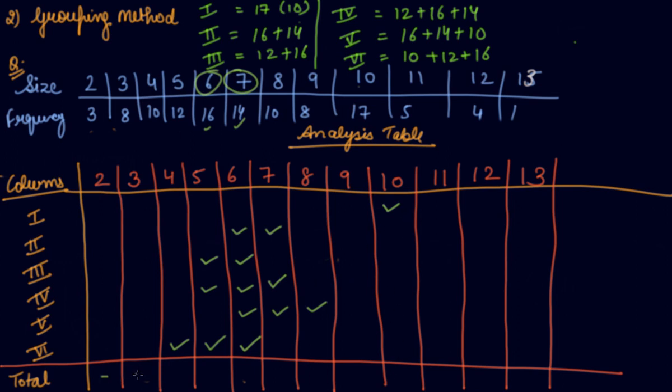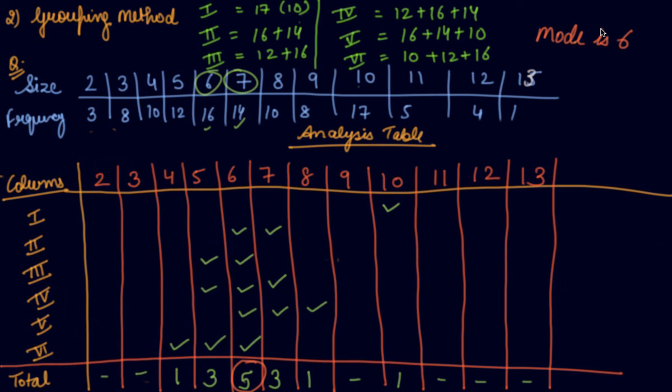Now we will add all the ticks in the columns. There is no tick, no tick. There is one tick. Here are 1, 2, 3. Size 5 got 3 ticks. Size 6 got 1, 2, 3, 4, 5 ticks. Size 7 got 3 ticks. Size 8 got 1 tick. Then size 10 got 1 tick. So the highest frequency in the analysis table is for 6, which is 5. So the mode is 6. So the size is 6.